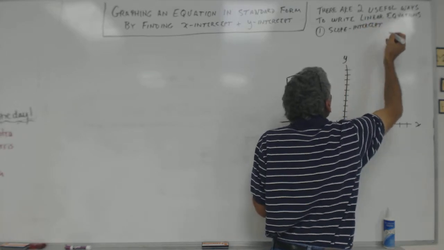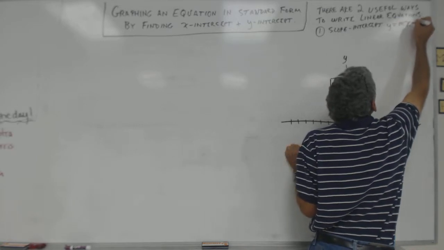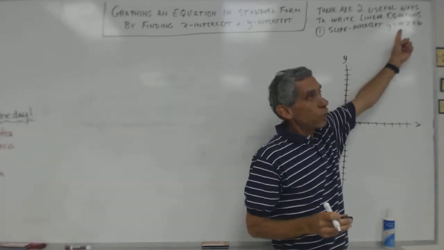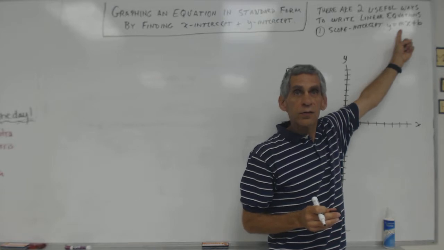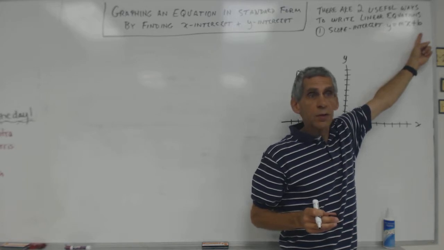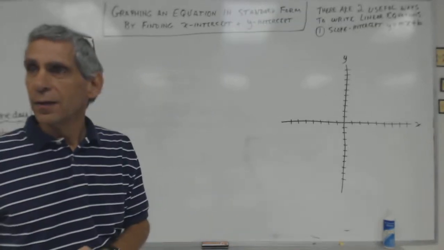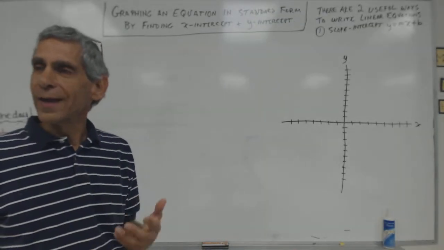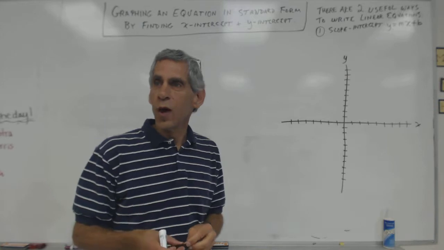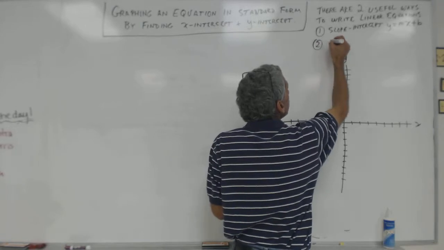And that is, anybody remember the formula? Y equals mx plus b. M stands for your slope, right? B stands for your Y-intercept. I can't think of anything that starts with a B that would sound like Y-intercept, but Y-intercept, okay. All right, and then the other one is standard form.